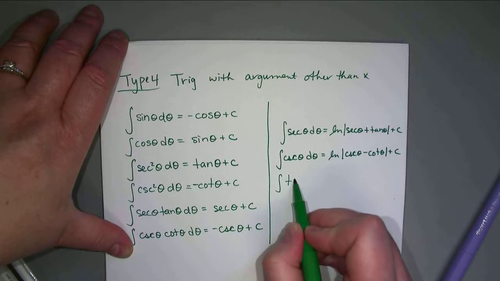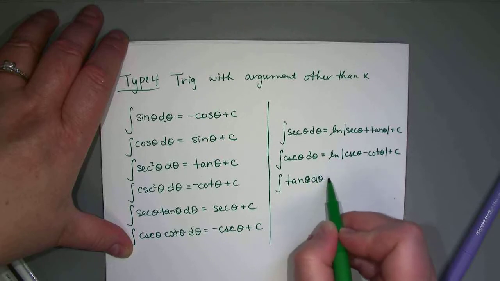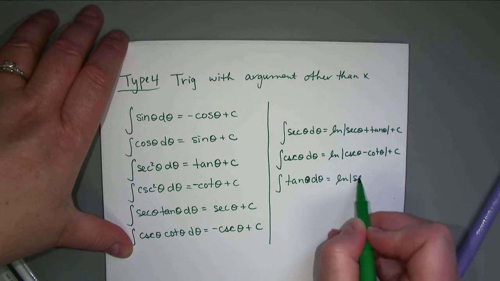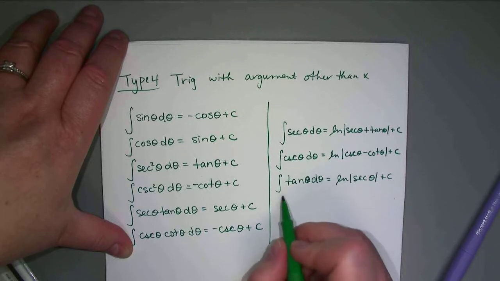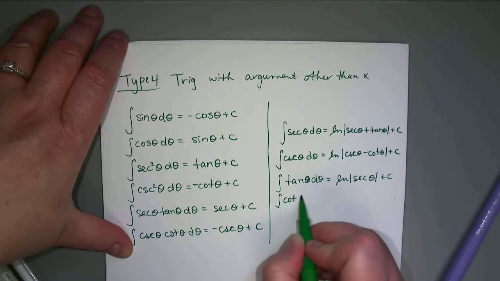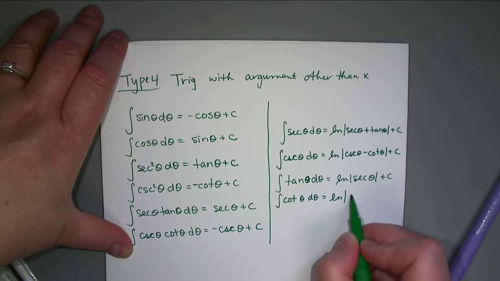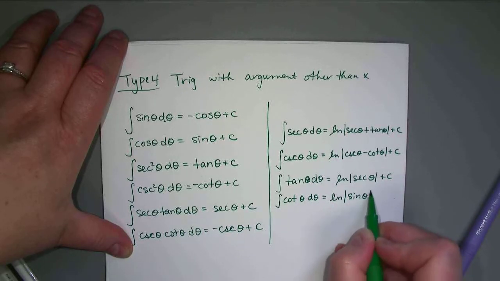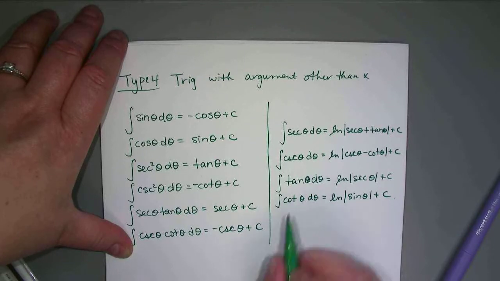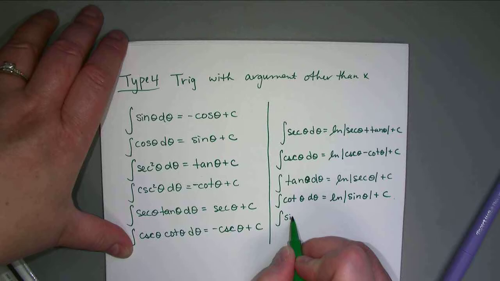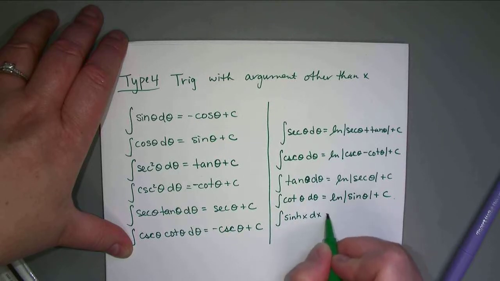Tan, I've been putting theta, so we'll put a theta, is the ln of secant. And cotan. So there's a lot of trig ones. And we could add in the hyperbolic trig while we're at it, because these will work the exact same way.